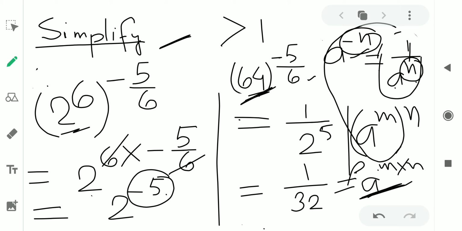So next time, whenever you go through your book, just take one or two questions from the book and try to use this formula only. Don't use the other formulas, just use this one. Okay, and let me erase this now.